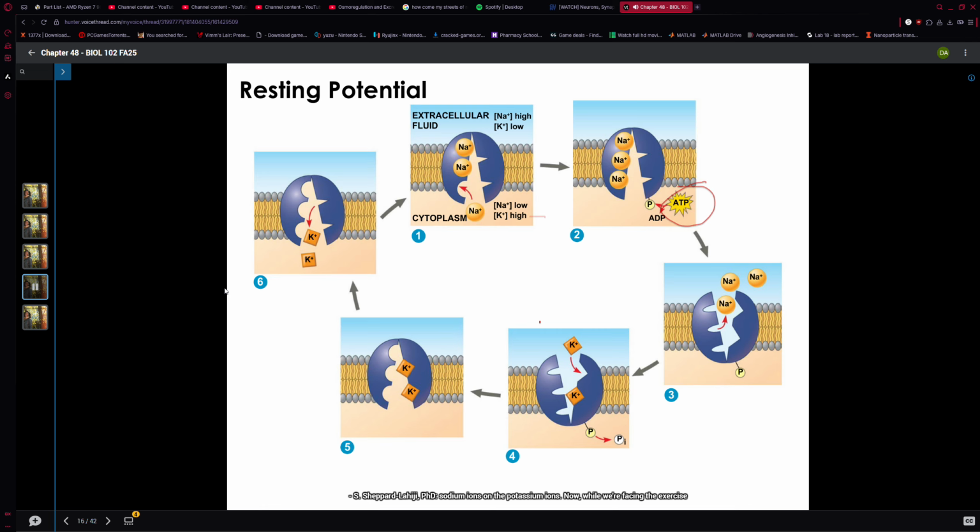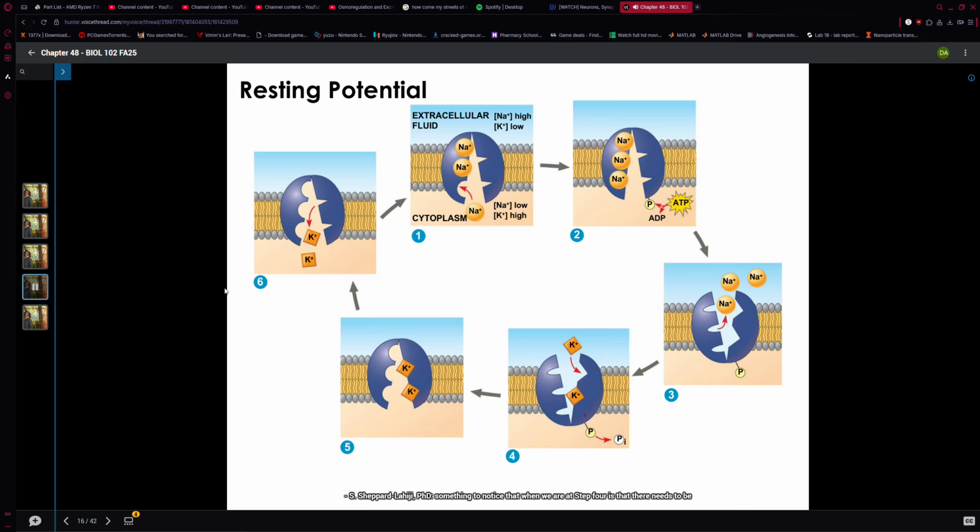Now, while we're facing the extracellular fluid, there is a high affinity or attraction of these potassium ions for the binding sites that are here, and there are just 2 compared to the 3 that are seen for those sodium ions. So we'll have our potassium ions coming in, binding to the 2 respective sites, and then we're waiting for them to become fully occupied before we transition to the next stage.